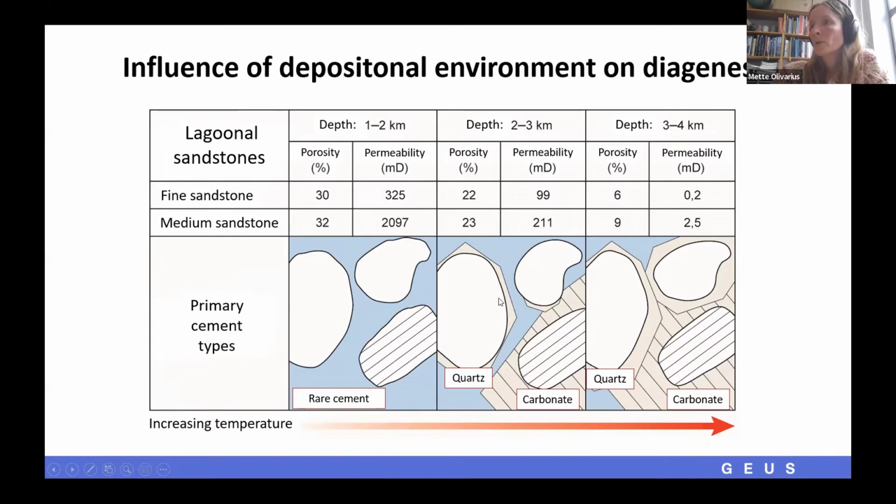Then when you go deeper to 2 to 3 kilometers, you can see now on this quartz grain, there has begun to grow some quartz overgrowth. Also here, a small one on this. And here there is another type of grain, and there has formed some carbonate cement. When you go deeper down to 3 to 4 kilometers, that is where it really begins to grow fast, all these different mineral precipitations, really beginning to close the pore space a lot. So increasing temperature, that's really the importance here.